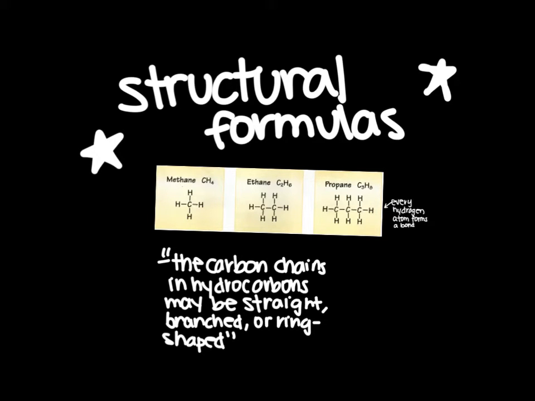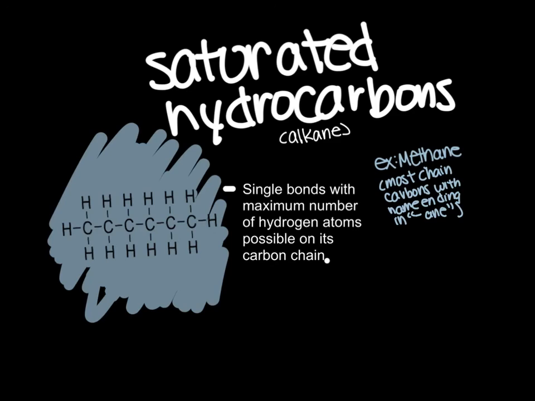Each dash represents a bond. As you can see, every carbon atom forms 4 bonds and every hydrogen atom forms 1 bond. Saturated hydrocarbons are hydrocarbons with only single bonds. You can identify chain carbons by looking to see if the name ends with ANE. An example can be methane.